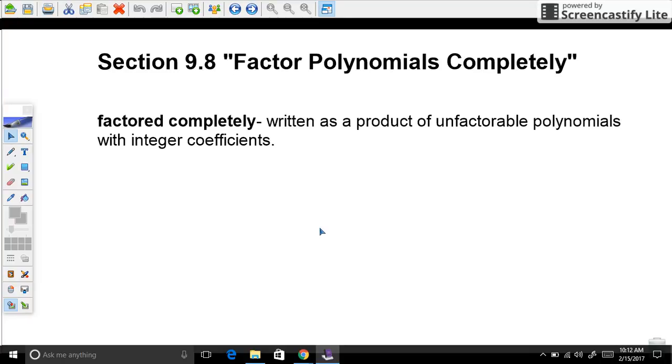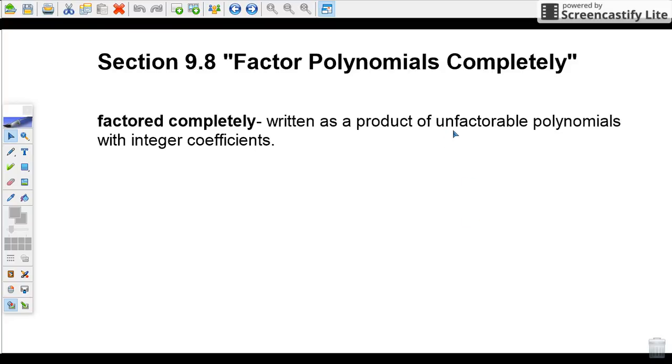Factoring completely, basically, I compare this to simplifying fractions and making sure that they're in simplest form. Factoring completely is when you write a polynomial as a product of unfactorable polynomials with integer coefficients. Unfactorable means you cannot do anything else to factor it. It is basically in simplest form like a fraction. You cannot divide the numerator and denominator by anything else that they have in common to simplify it anymore.